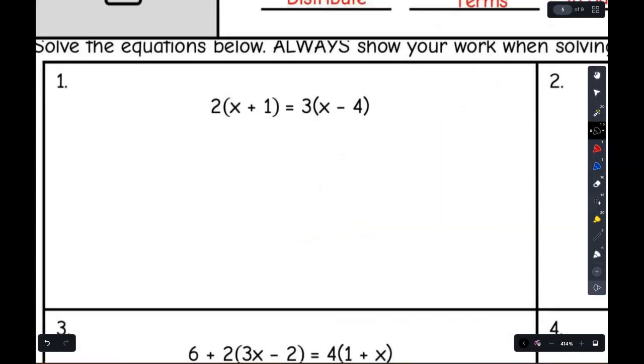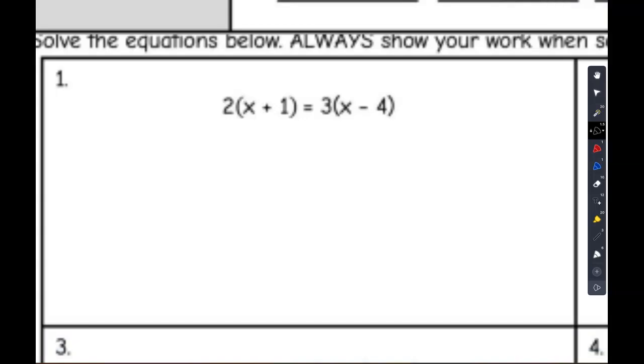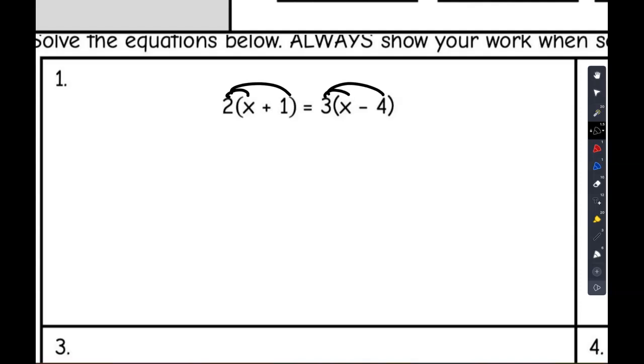All right, let's start with number 1 here. Now, I'm going to first distribute. Distribute this 2 and distribute this 3. 2 times 1 is 2x. 2 times 1 is 2. Equal to 3 times 1, which is 3x. And 3 times negative 4, which is negative 12. All right, now we have variables on both sides of the equation.